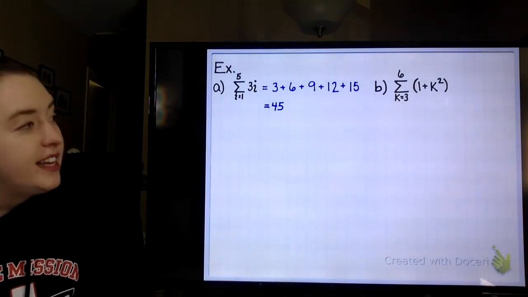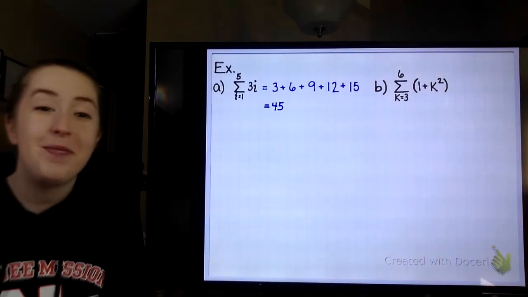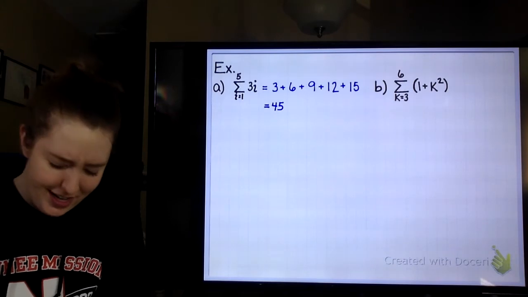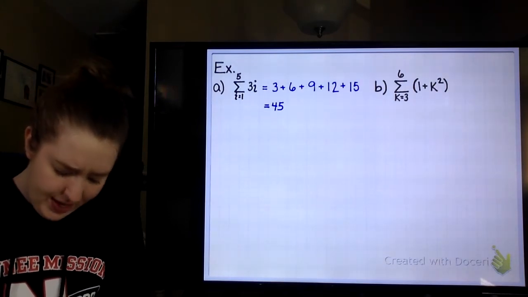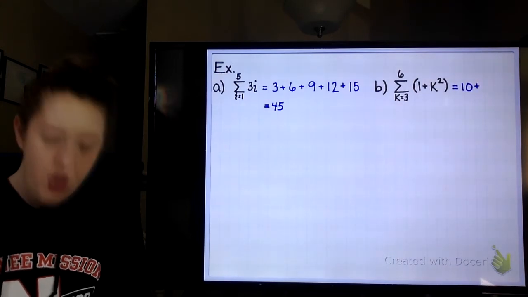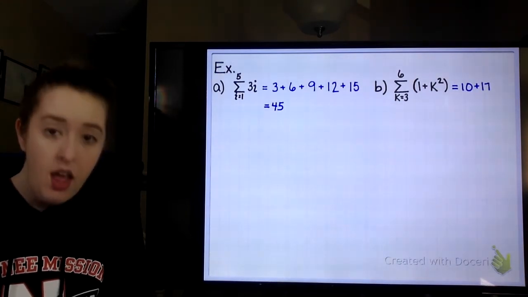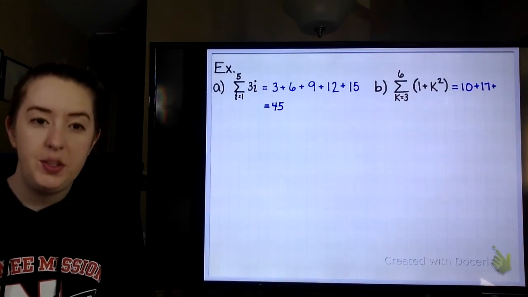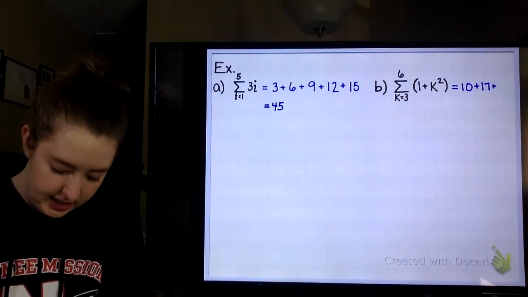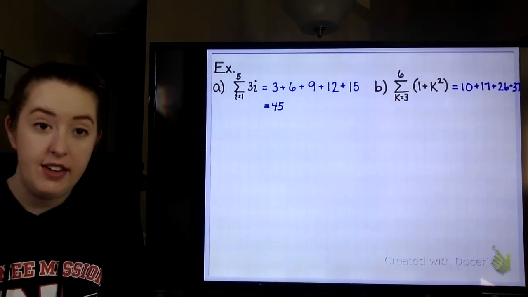Fantastic. So now let's take a look at this next one. We could absolutely go through and plug in each term and say, okay, so 3 squared is 9 plus 1 is 10. 4 squared is 16 plus 1 is 17. 5 squared is 25 plus 1 is 26. 6 squared is 36 plus 1 is 37. And then we could add all of those together.